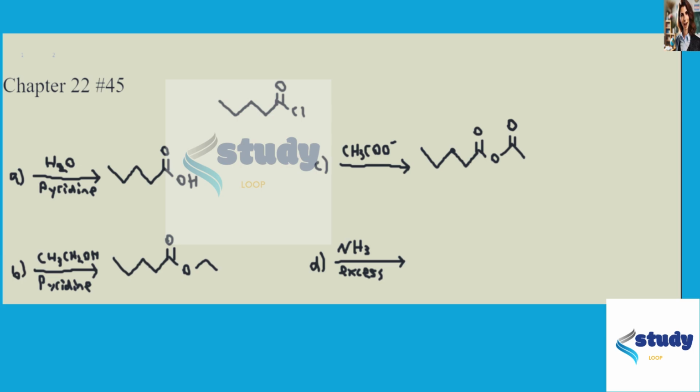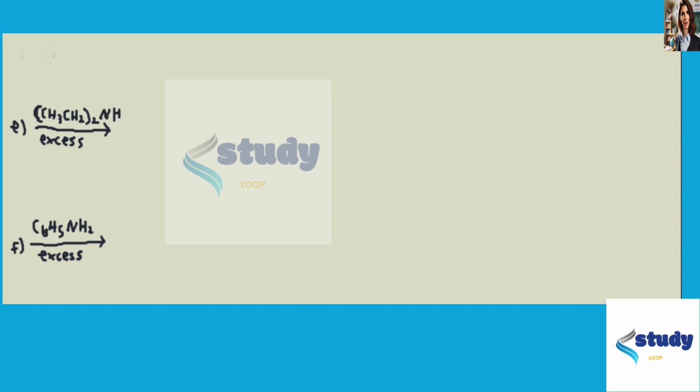For D, we're using an excess of ammonia. And so that is going to give us the amide. Okay. Moving on. In E, this time we're using an excess of diethylamine. And so we're still going to get the amide here. We're just going to get the diethylamide.